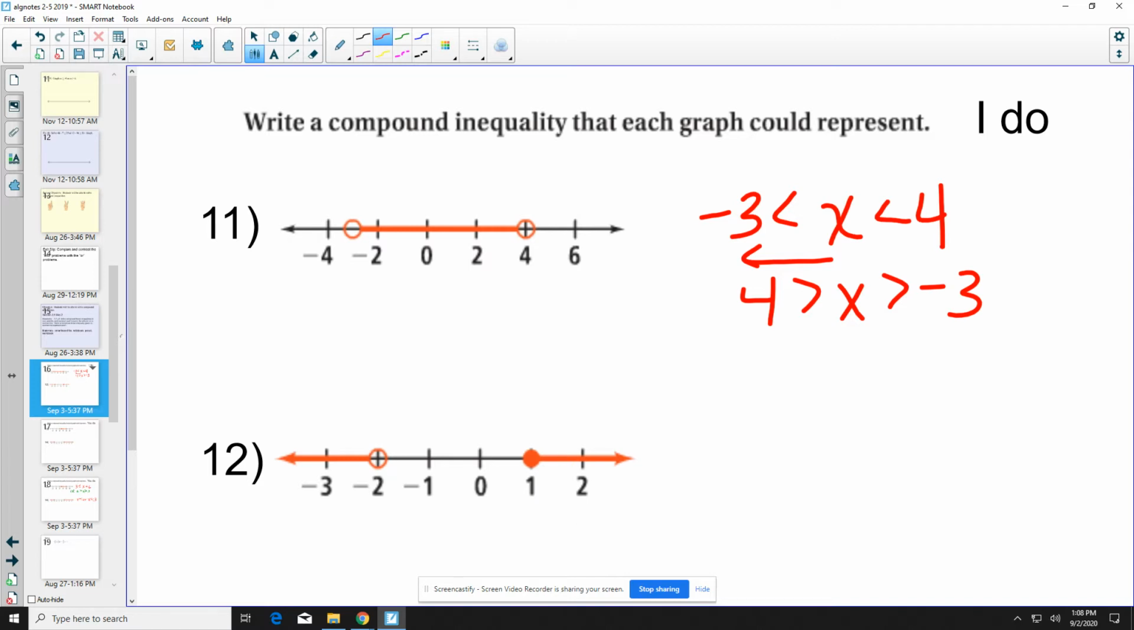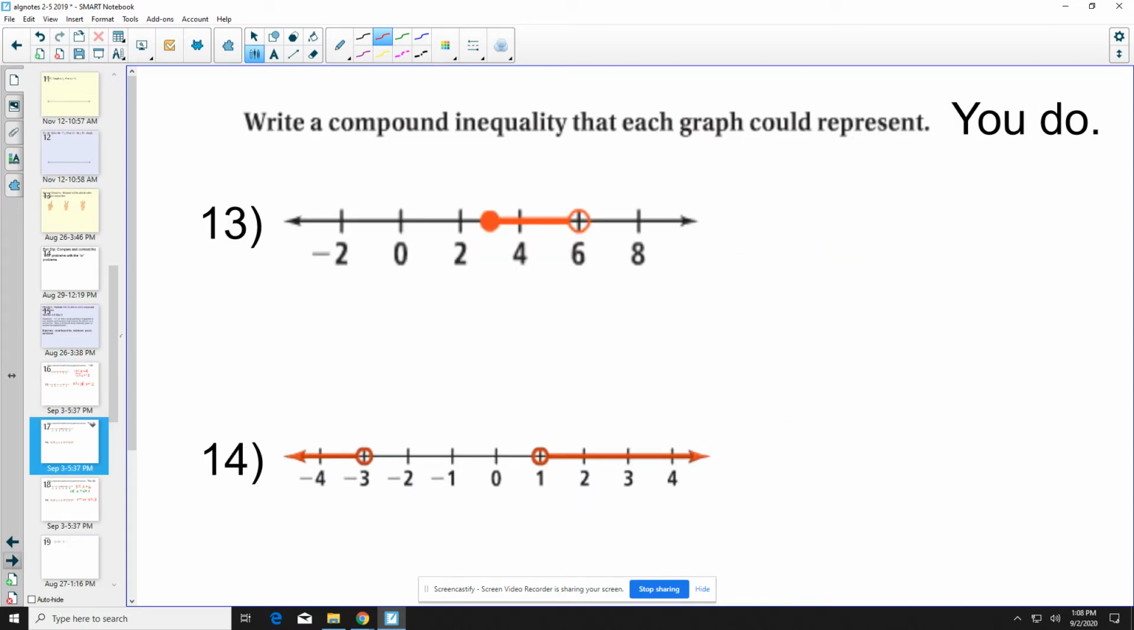If you look at number 12, I'm looking at the number line and I'm noticing 1 has a closed circle. It can equal 1 and it's shaded to the right. That means x is greater than or equal to 1. And then I'm also noticing the -2 has an open circle, so it can't equal -2 and it's shaded to the left. So that means x is less than -2. This is going to be an "or," because numbers can't be greater than or equal to 1 and less than -2. So the number has to be greater than or equal to 1 or less than -2.